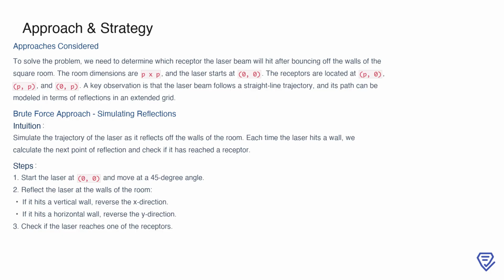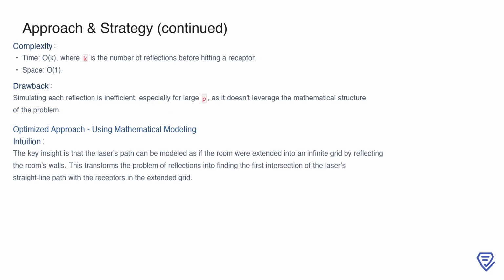While conceptually straightforward, this brute force approach involves simulating each reflection step by step, which can be computationally expensive. The brute force method has a time complexity of O(k), where k represents the number of reflections required for the laser to hit a receptor. It also uses O(1) space, but the inefficiency arises from having to simulate every reflection individually. This makes the approach impractical, especially for larger dimensions of the room.